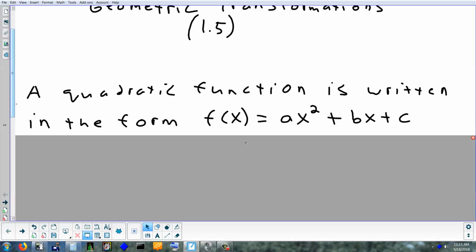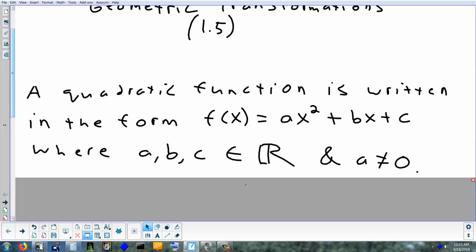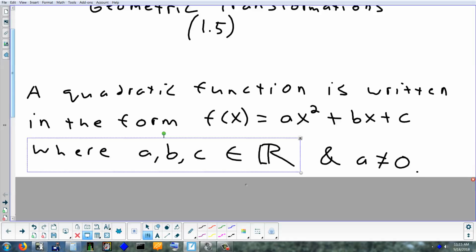So, in general, a quadratic function looks like this, in the form ax squared plus bx plus c. And a, b, and c can be any real number that you want. That's just basically what that says. This symbol means, if you want to be specific, an element of, or part of. So a, b, and c are part of the real numbers, which means positives, negatives, fractions, decimals, and 0.